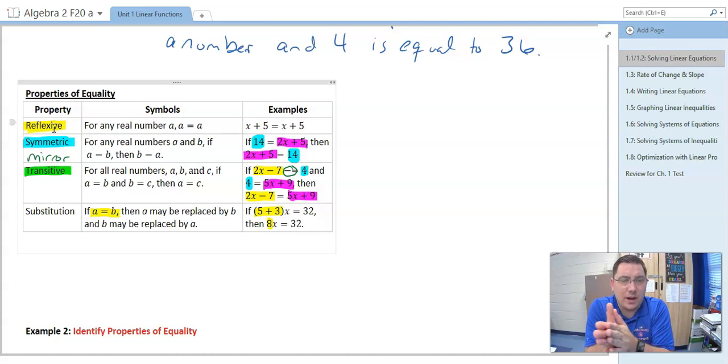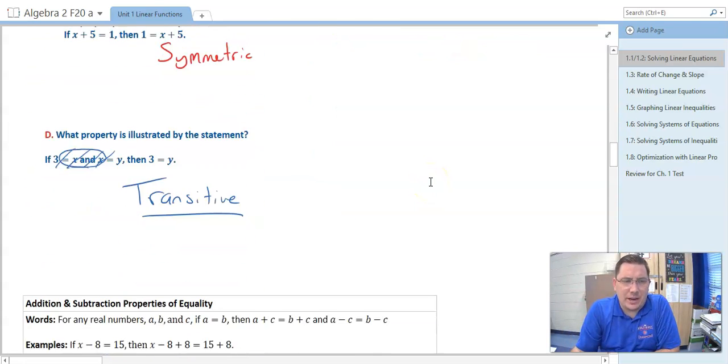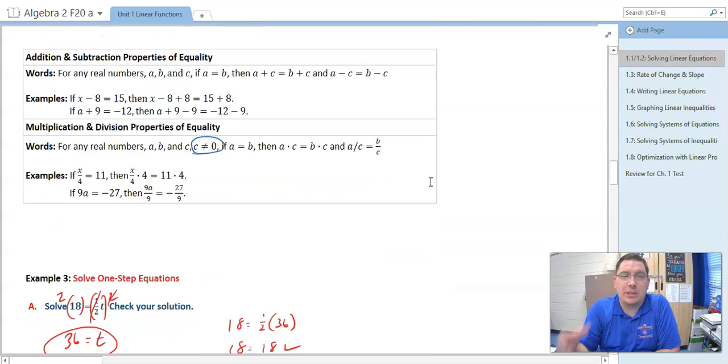And substitution, finally: if I have that A is equal to B, I can replace it with an equivalent value. That's what we see there. So we looked at the different properties and how to identify them. We talked about the properties of equality to be able to solve equations. If I add something to both sides of an equation, it keeps it balanced. Or if I multiply both sides of an equation by something, it keeps it balanced. The only caveat is that you cannot divide both sides by 0. That causes issues.